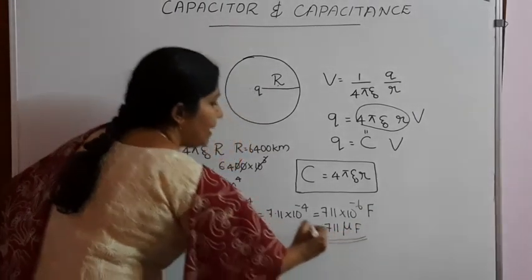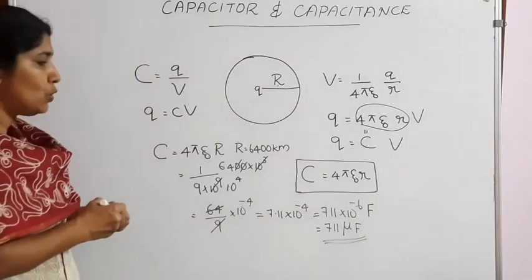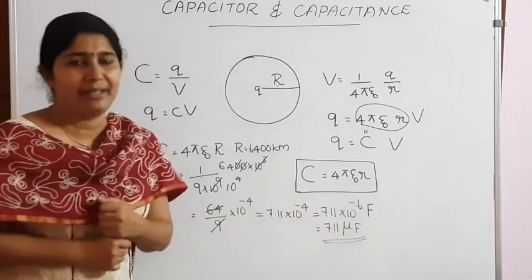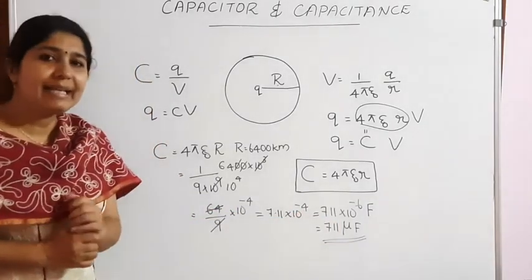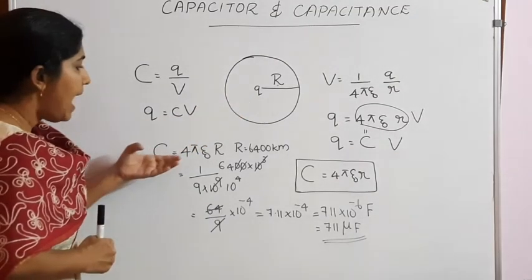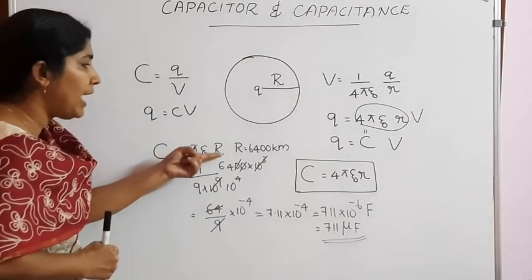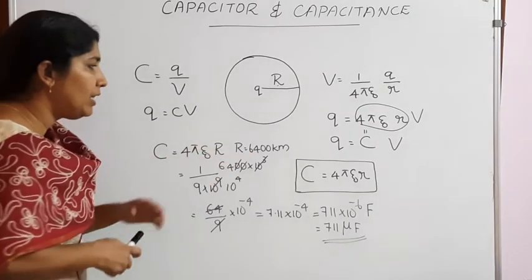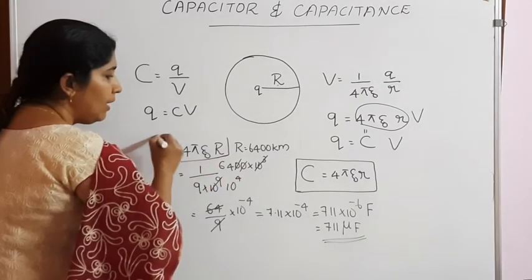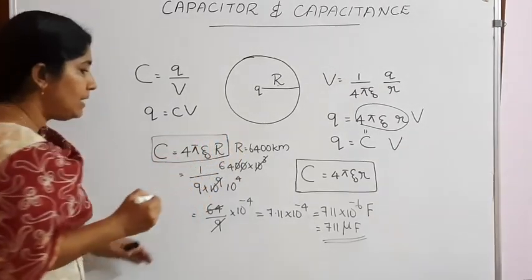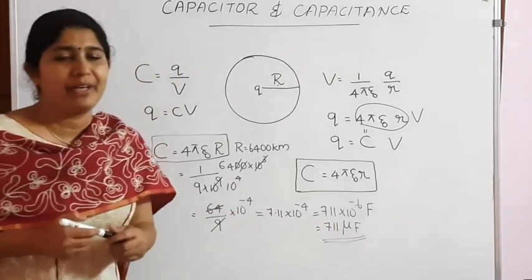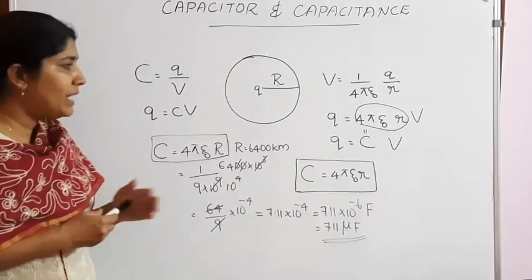So what is the capacitance of the Earth? The capacitance of the Earth is equal to 711 microfarad. The Earth is considered as a spherical conductor, so we take the capacitance as 4 pi epsilon 0 into capital R. On substituting the value of capital R, the capacitance of the Earth is equal to 711 microfarad. I think this topic is clear for you.